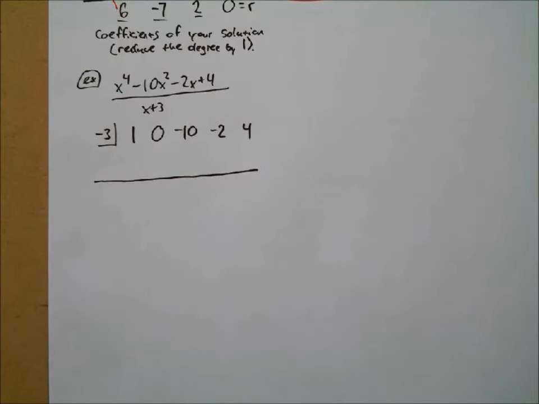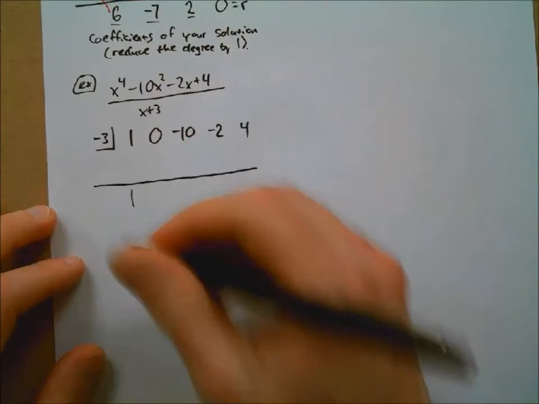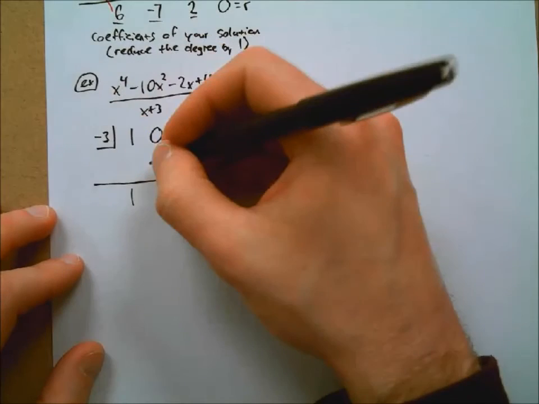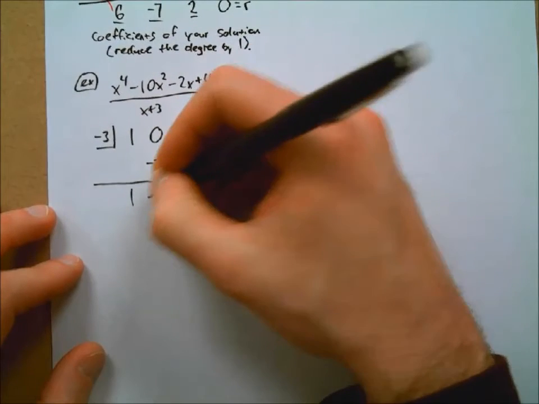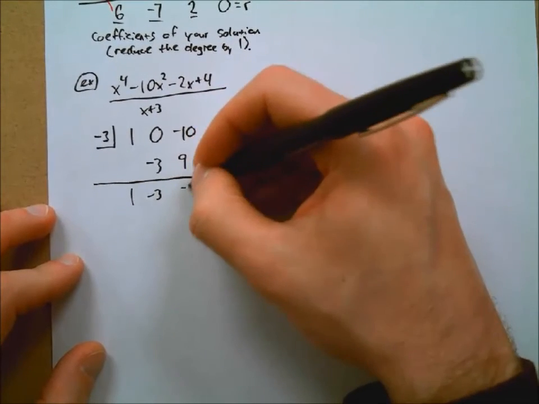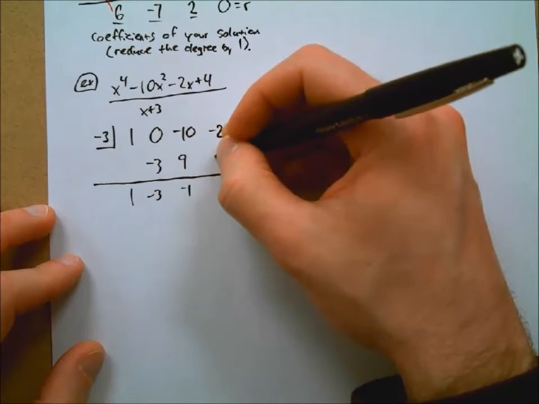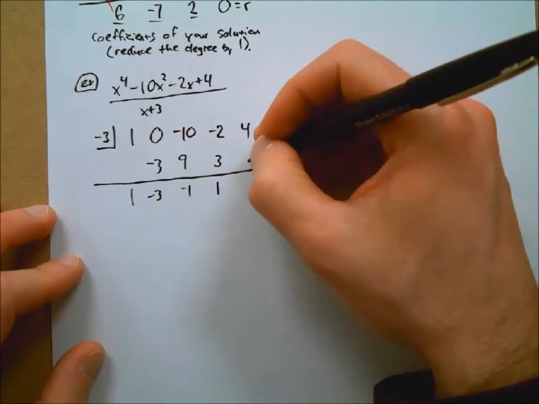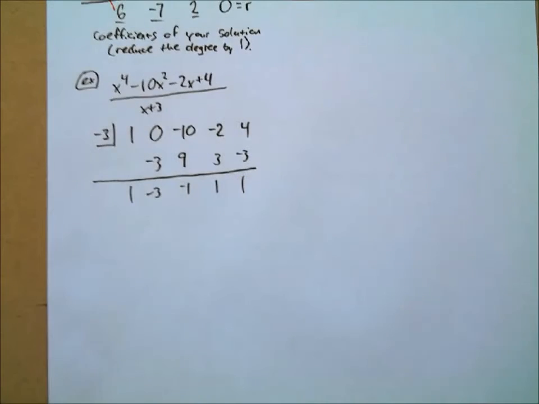Okay. Drop the 1 down, right, and then we'll just go through. So 1 times -3, -3. 0 plus -3, -3. -3 times -3, 9. 9 and -10, -1. -3 and -1, 3, 1. 1 times -3, -3. And we're left with a remainder.